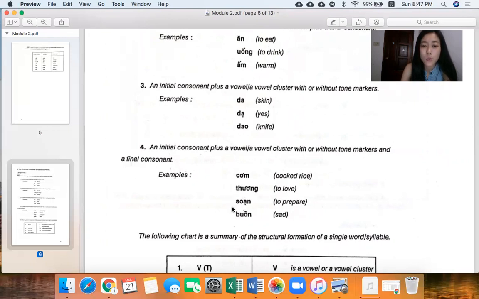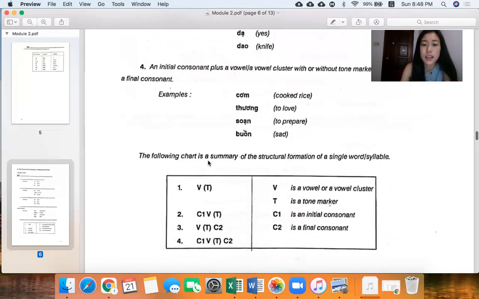Soạn. This word is formed by an initial consonant s plus a vowel cluster oa with tone marker low broken and a final consonant n. Buồn. This word is formed by an initial consonant b plus a vowel cluster uô with a tone marker falling and a final consonant n.